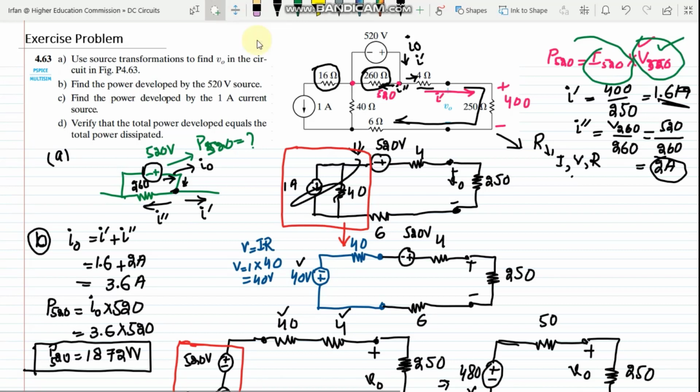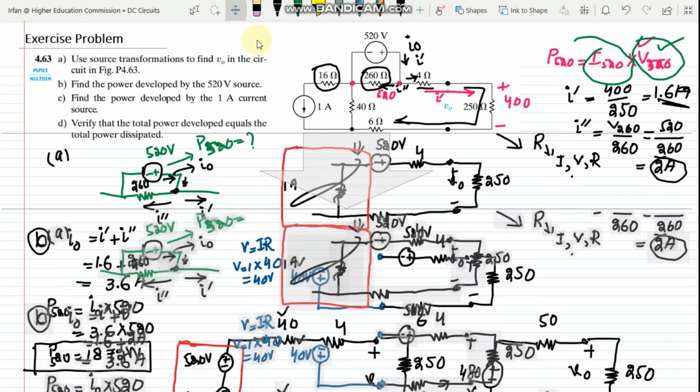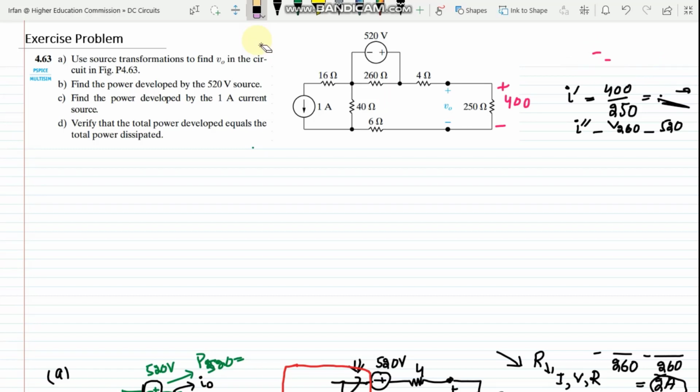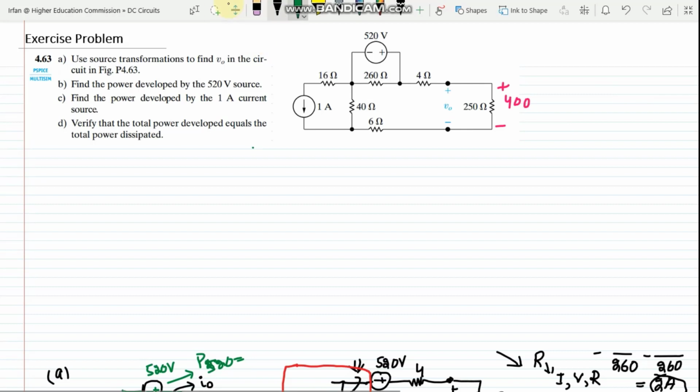I have drawn it down. Now in order to find the other quantities, the solution is to find the power which is developed by the 1 ampere source.